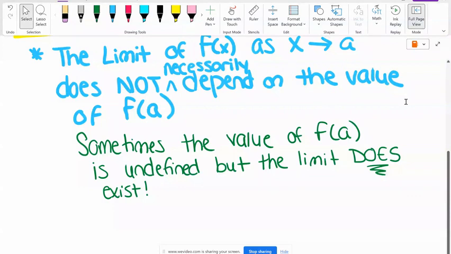Oh, you know what I need to do? I need to pull up my sample problems up here.